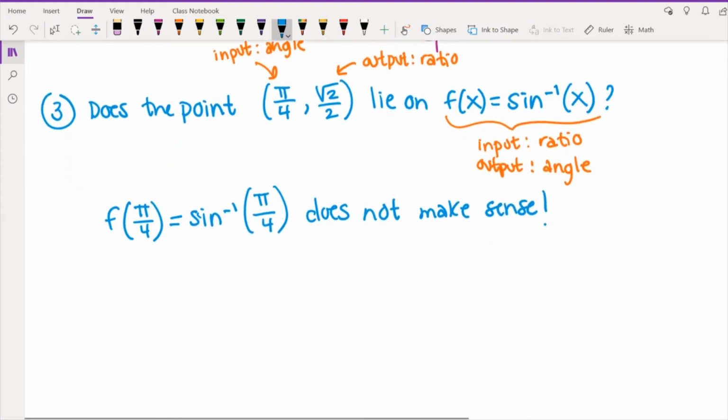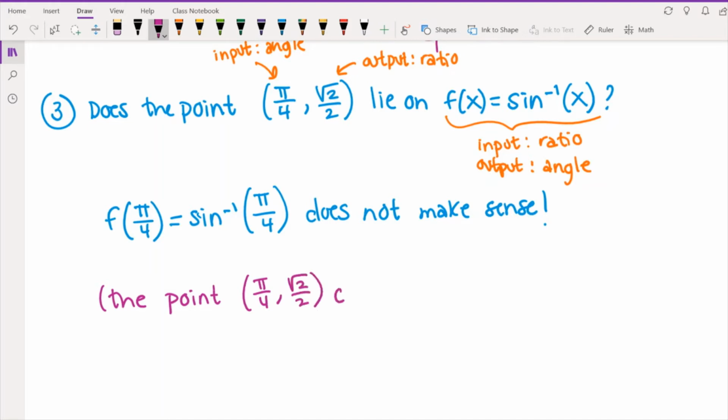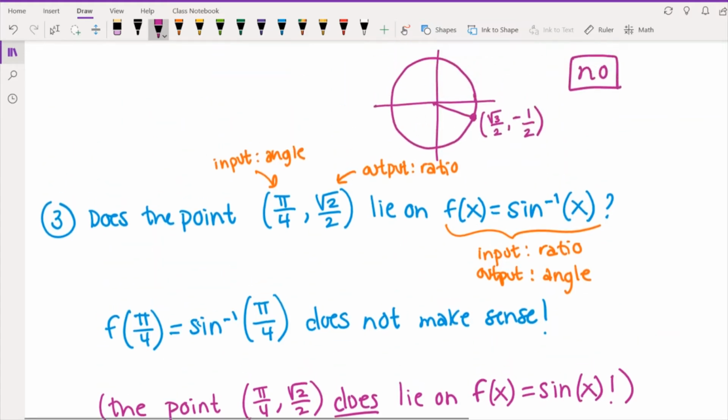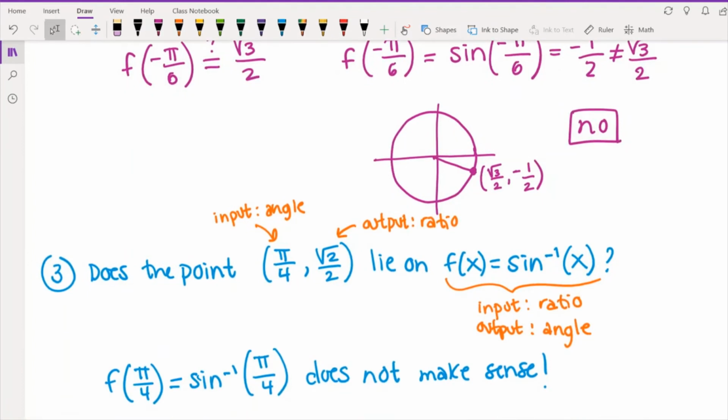So really what's going on here is that the point pi over 4, square root of 2 over 2 does lie on the graph of f of x is equal to sine of x, because if you plug in pi over 4 into sine of x, then you get square root of 2 over 2. So I was kind of trying to trick you because it's related, but it doesn't lie on the graph of the inverse trig function. Oh, and I think I had my numbers wrong. This was supposed to be number 4, my bad.